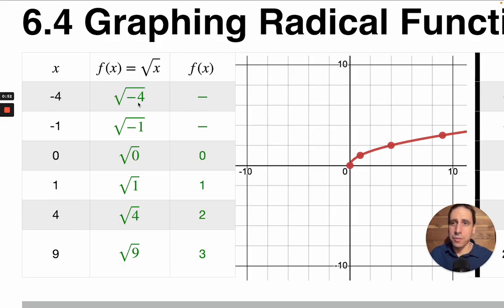So if you put negative 4 into this function, you can't get any real number out. Negative 1 doesn't happen either. The action really picks up when you start at 0. So you can take the square root of 0, you get 0. You can take the square root of 1, you get 1.